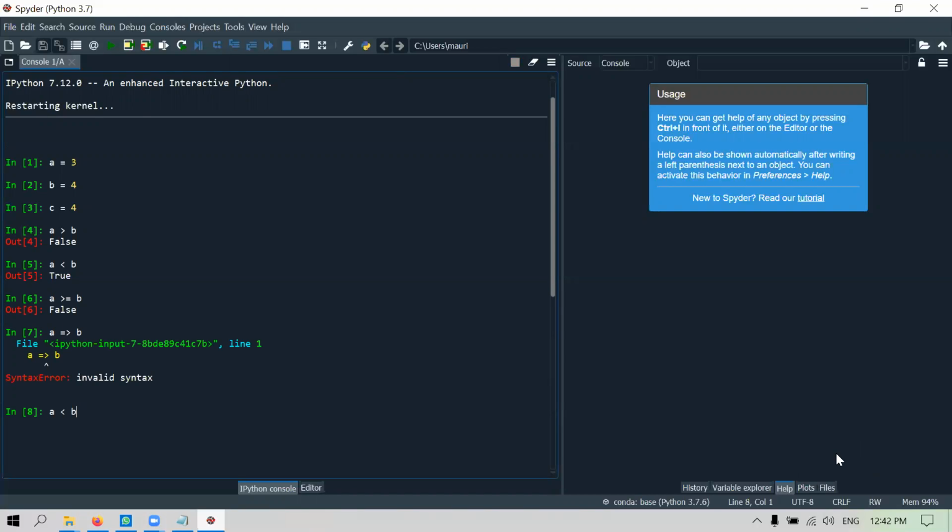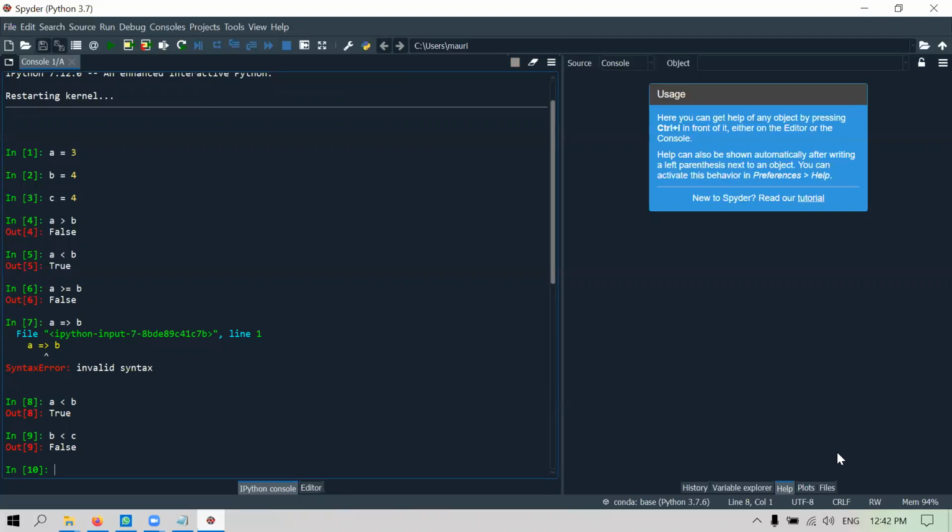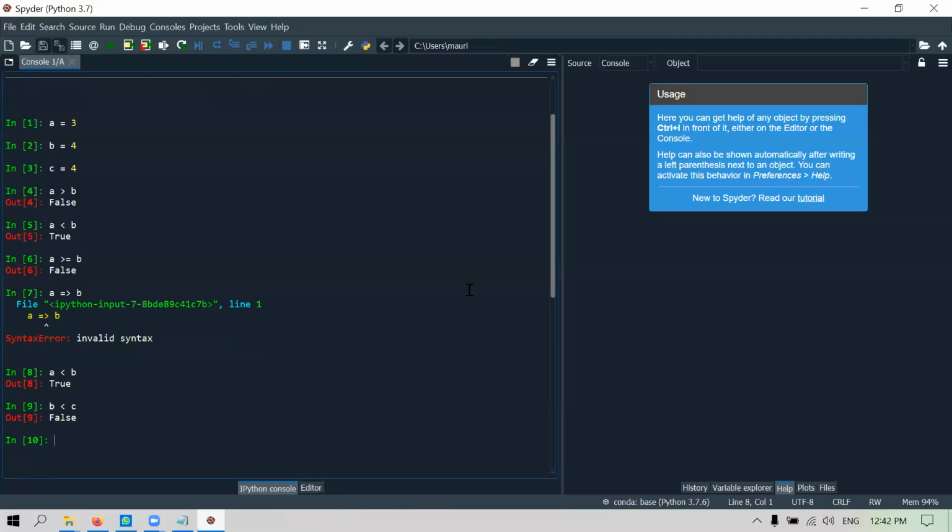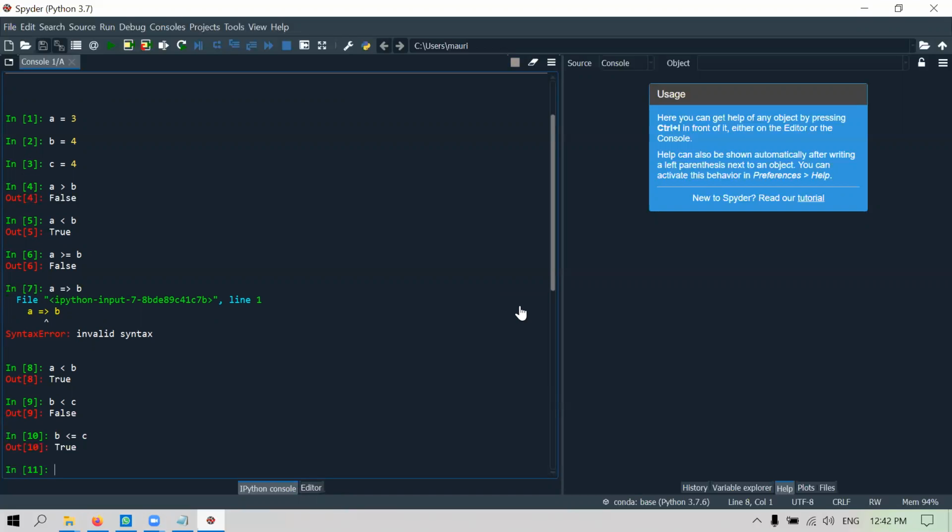Similarly, is A less than B? Which is true. Or let's say, is B less than C? Which is false, because they are equal. So I can ask whether B is less than or equal to C. Then that is true.